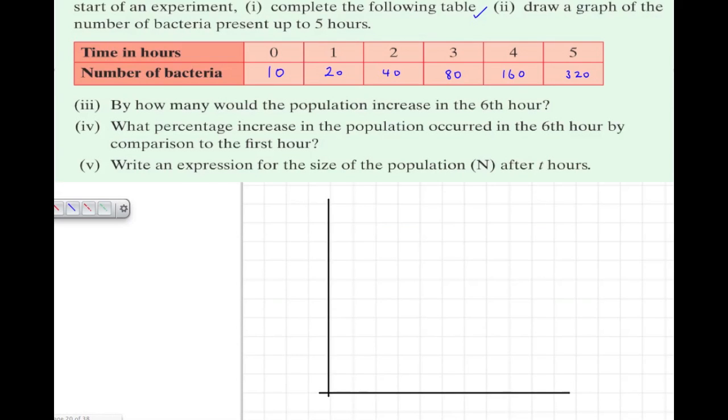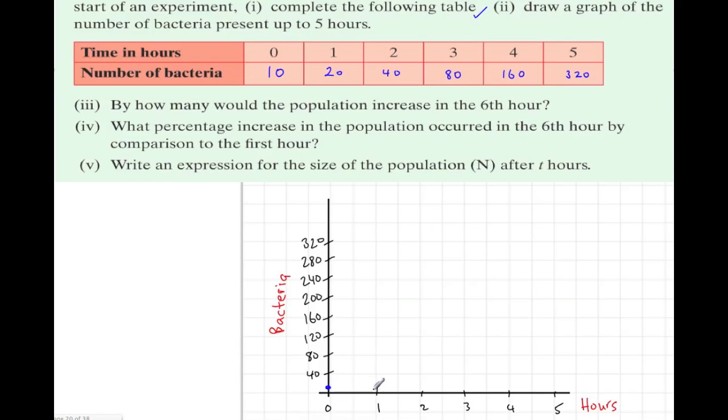Now let's draw a graph of this. So in our graph we'll do the bacterial numbers and the hours, and we want to go up as far as 320 in terms of bacterial numbers. So we'll use our space like this. And in hours we're going out to 5 hours, 0 to 5. And we just put our numbers in. We have 0, 10, 1, 20, 2, 40, 3, 80, 4, 160 and 5, 320. And we join our curve. And that's what an exponential function might look like.